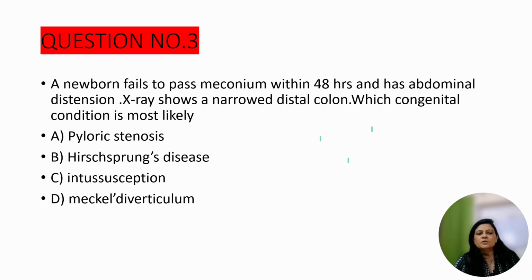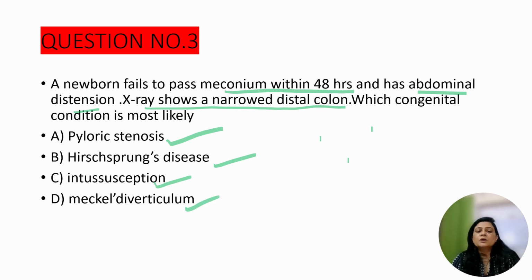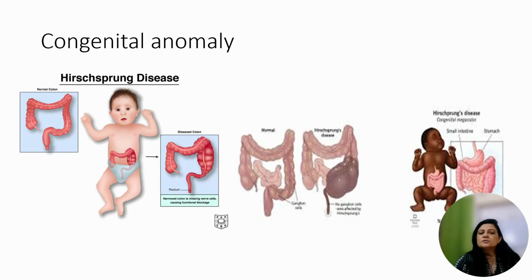Now the question number 3. A newborn fails to pass the meconium within 48 hours and has abdominal distension. X-ray shows a narrow distal colon. Which congenital condition is most likely? Options: pyloric stenosis, Hirschsprung's disease, intussusception, Meckel's diverticulum. The answer is Hirschsprung's disease.